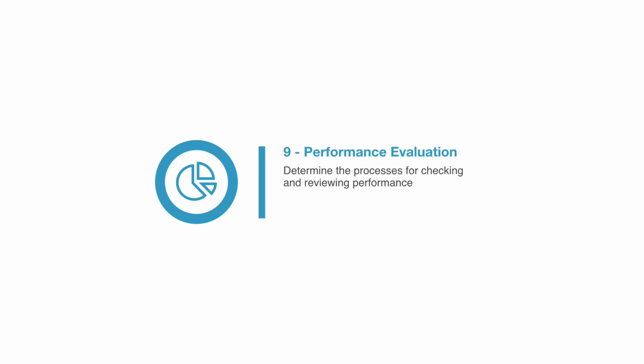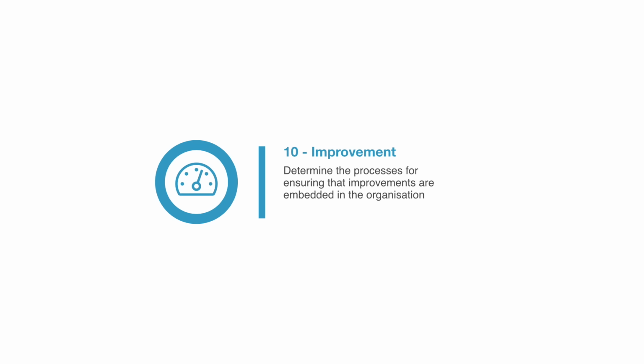In clause 9, we're looking at performance evaluation. So having understood what we're doing, having laid out those processes for management, how are we actually doing against what our desired objectives were? And for clause 10, which is about improvement, what can we do to either correct issues that have happened or to put them right?